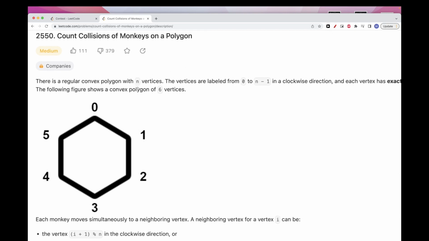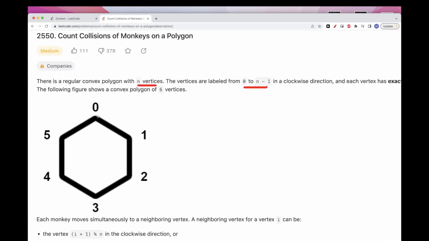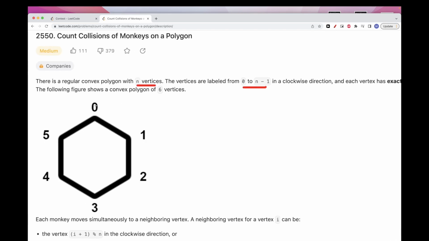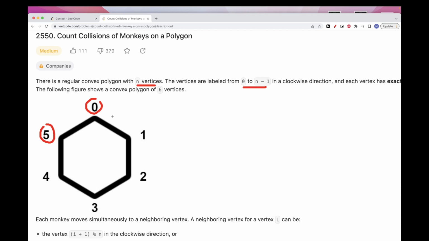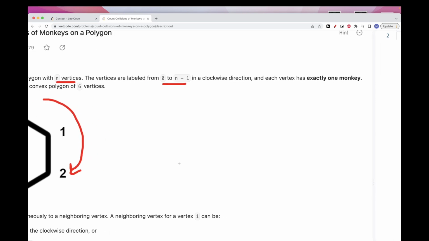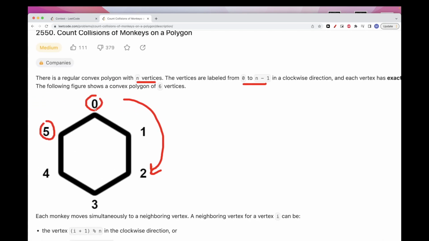So we have n vertices, and the vertices are labeled from 0 to n minus 1. Okay, so for example, here we have 6 vertices labeled from 0 to 5. And this labeling is done in a clockwise direction, so you can see this is the order we are doing here. And you can assume that on each vertex there is a monkey, right? So on each vertex we have some sort of monkey.